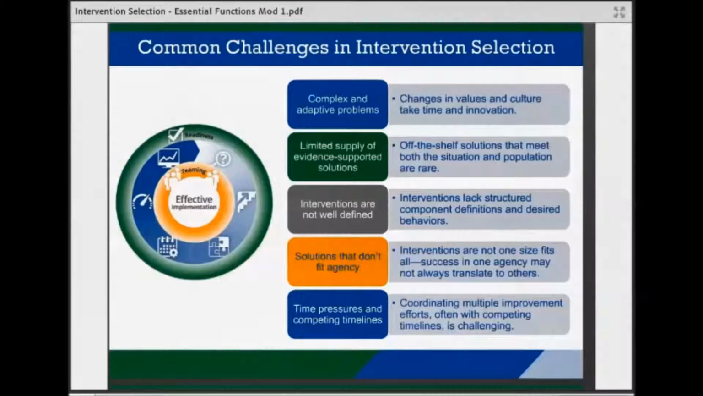While it might seem natural to try and fix a problem or address a need immediately, taking the time to find the best solution can prevent wasting time and resources on interventions that may not address their needs or be sustainable. In this series of videos, we will discuss how teams can work through 7 essential functions to select, design, or adapt interventions that are effective and sustainable.